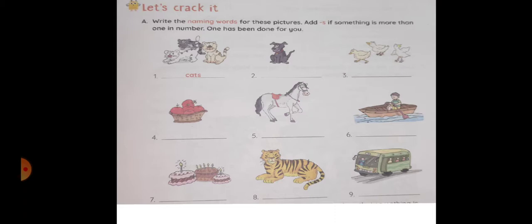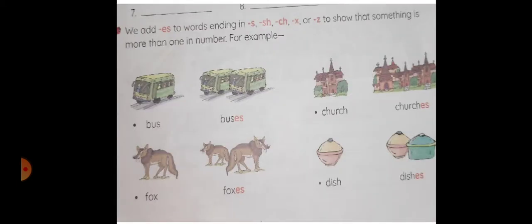Third picture, you are able to see more than one. Those are chicks. And then fourth picture, apples. Fifth, horse. Sixth, boat. And seventh, cakes. Eighth, tiger. Ninth, bus. Okay children, you all can write these spellings easily. And not only that, after the explanation I will share the slides in the same video so that you can recheck the answers. Okay, now next slide.